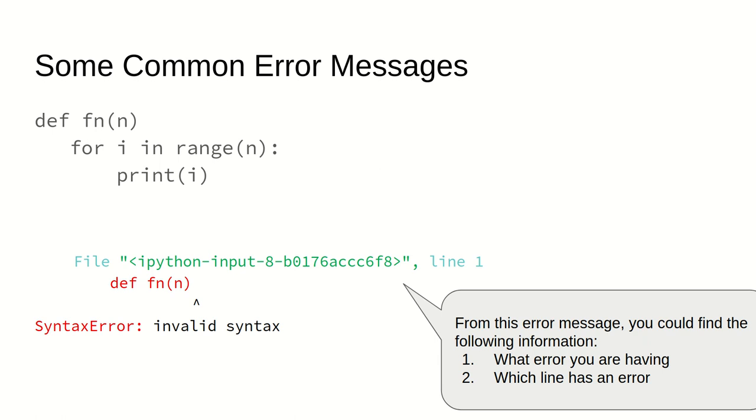Let's look at a few common error messages that you may have already seen or you may see in the future. Here is a function definition in Python, and we're getting from it this error message. So with this error message, believe it or not, you can see what the error is that you're having and which line has an error. So it'll indicate to you which line it first noticed the error. So it noticed it on this line. And it says invalid syntax.